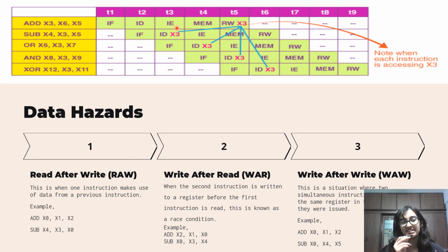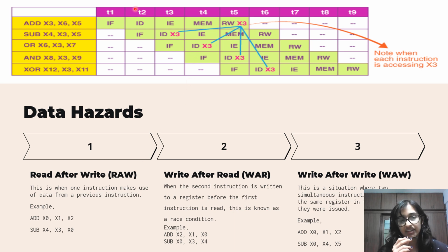In this process, we can't do anything. We have to wait until addition is completed. Pipelining fails here. That's what data hazards are. This instruction needs this data before it's created. Now, data hazards are also of 3 types. The most common one is read after write, when one instruction makes use of data from a previous instruction, like we saw here with the x3.